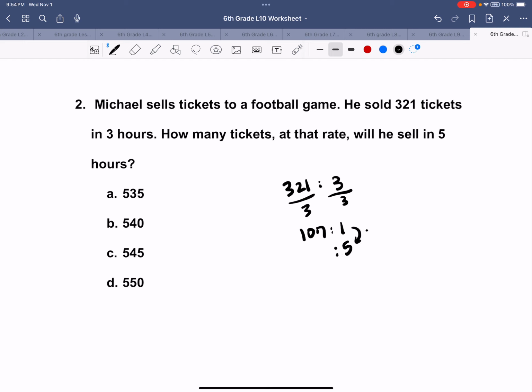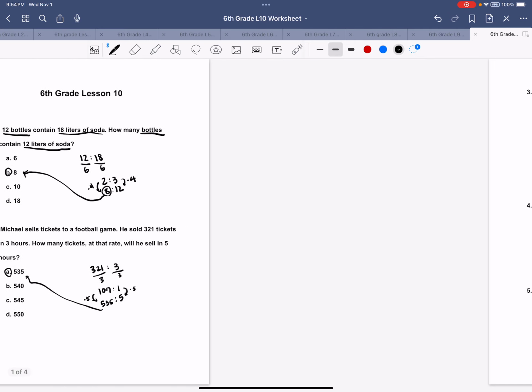And so we have our 5 here. And we had to multiply by 5 in order to get here. So we also multiply here by 5 to get 535. And this is our answer right here.